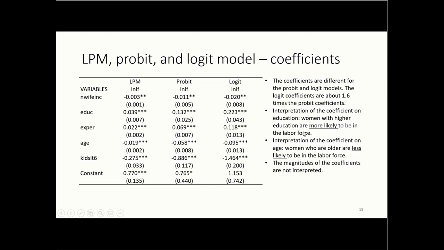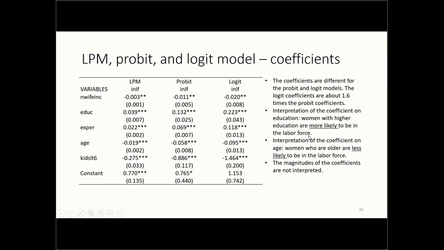Now, sometimes I see wrong ways of interpreting these coefficients. For example, people would say that women with higher education are likely to be in the labor force. That would be incorrect because, for example, maybe the unconditional probability is low in the sample. We don't have that here, but let's say women are in the labor force with 20% probability. Well, they're not going to be likely to be in the labor force. So that's why we cannot say likely. We have to say more likely or less likely.